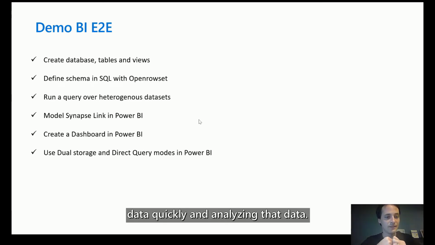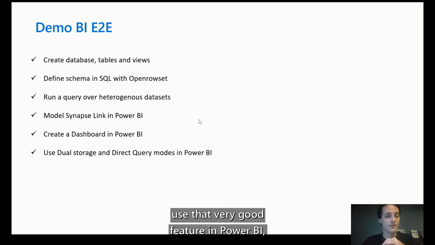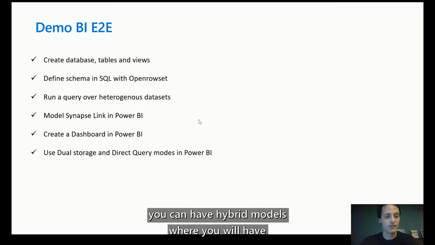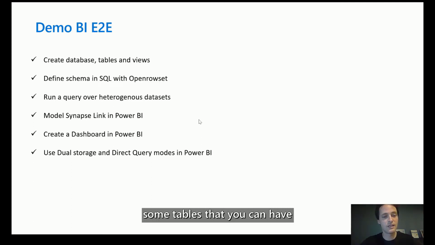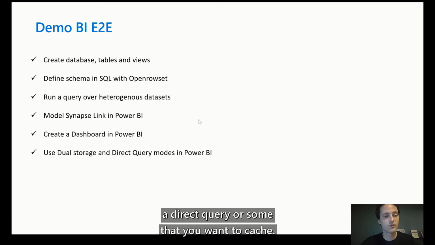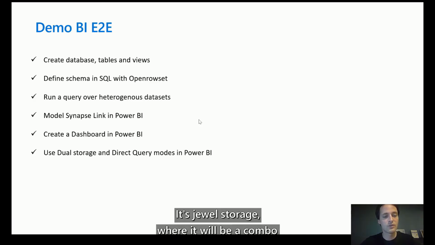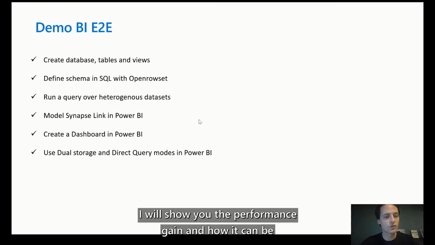But I will, as the last step, use a very good feature in Power BI, where you can have hybrid models where you will have some tables that you can have in direct query or some that you want to cache. And there is another mode that I like, it's dual storage, where it will be a combo between caching data and accessing data remotely. So I will show you the performance gain and how it can be implemented in your connected data hub in Synapse.